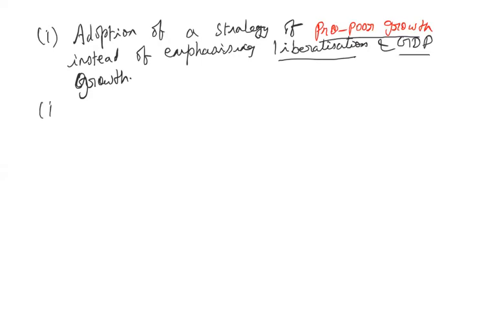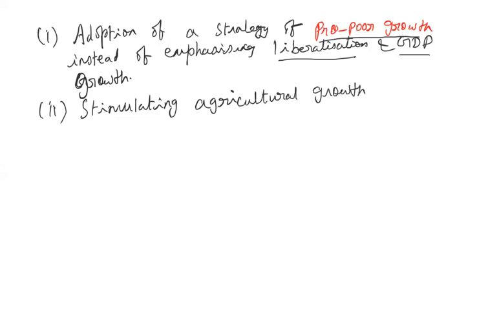And the second one is stimulating agricultural growth, because pro-poor growth depends on agriculture. Agriculture is not fetching that much, that's why they are poor. So agricultural practices should be done in such a way that the growth rate in agriculture keeps on increasing.